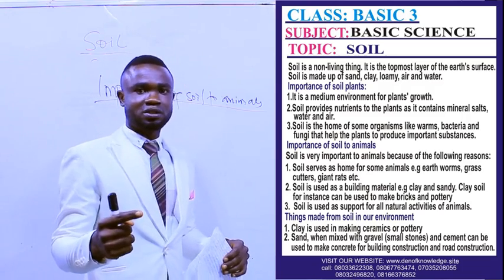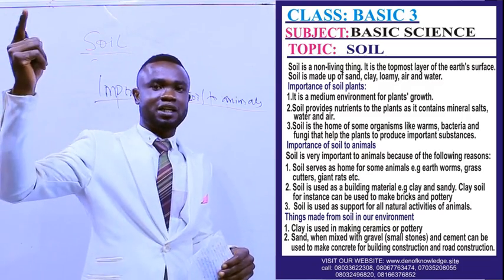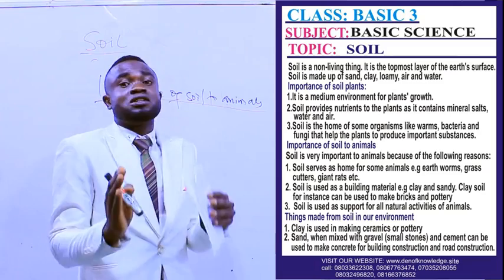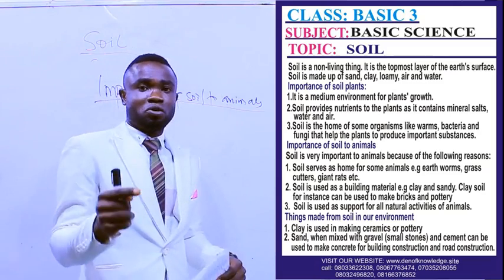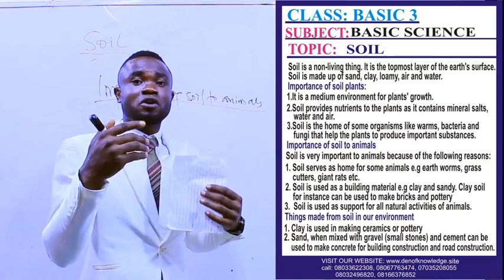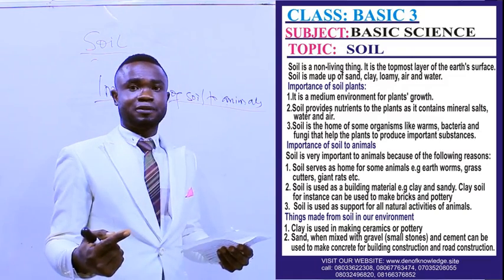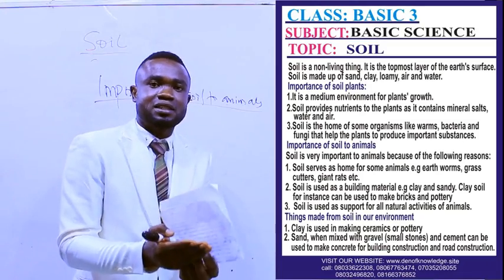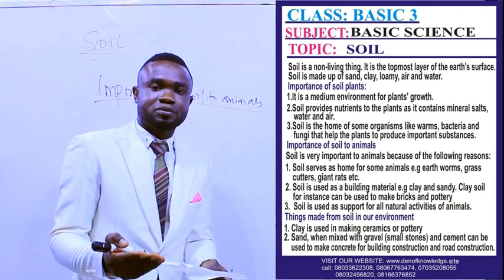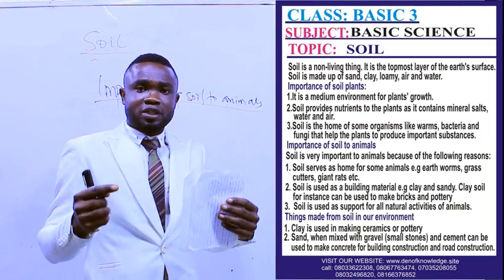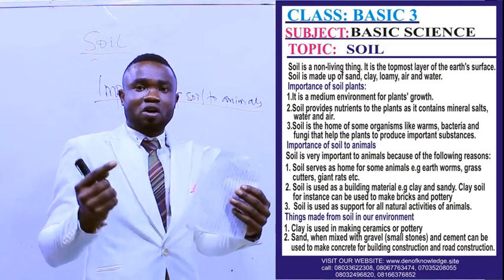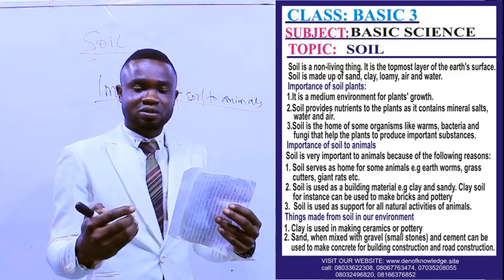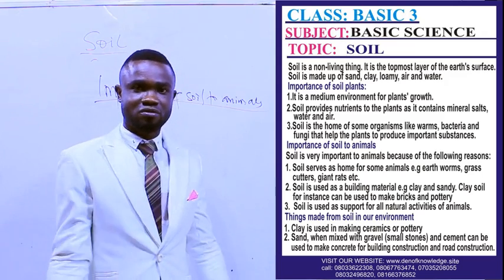Those animals can't live on the earth's surface. It's only in soil that they will be. That is their home. So it serves as a home to some animals. 2, soil is the source of building materials, like the clay used to make brick. Next is that soil is the main supporting agent that most animals stand on to make a point or to move.